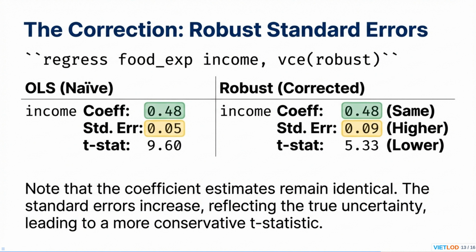To address heteroskedasticity, we use robust standard errors, implemented in Stata by adding the vce(robust) option. As shown in the comparison table, the coefficient for income remains exactly the same at 0.48. This confirms that OLS coefficients are still unbiased despite the heteroskedasticity.